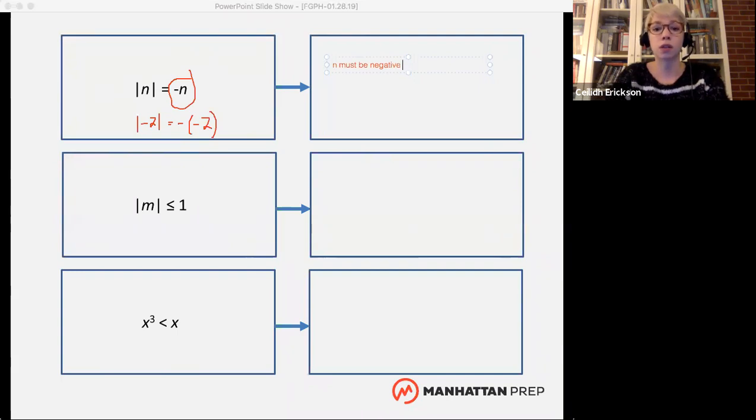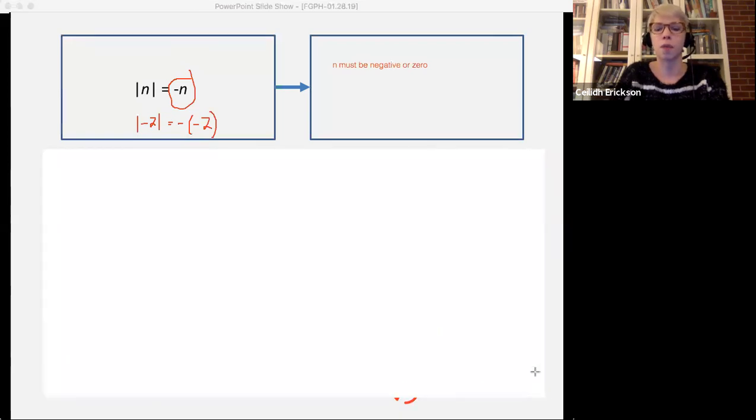Could be 0 itself. Because if we go -0, that's just still 0. So this might actually answer a question that someone just asked. Here, I'm gonna draw a big white box here first. We'll come back to those.